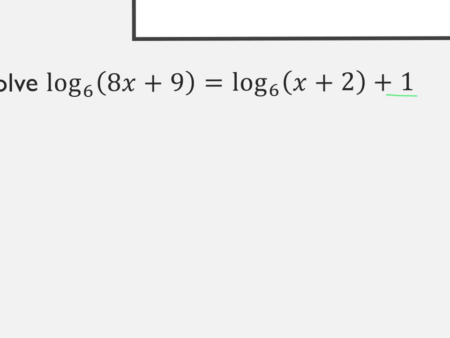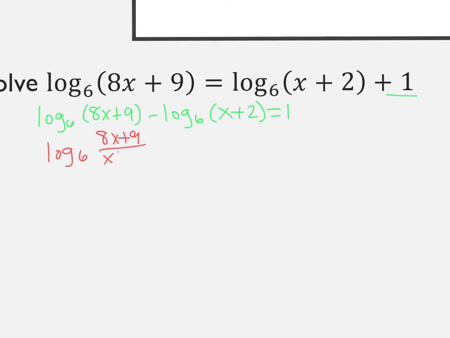Okay, so when we do so, we'll have log base 6 of 8x plus 9 minus log base 6 of x plus 2 equals 1. Now this looks like a problem that we've solved recently today. Remember that subtraction means divide when we're referring to logarithms. So log base 6 of 8x plus 9 over x plus 2 is equal to 1.